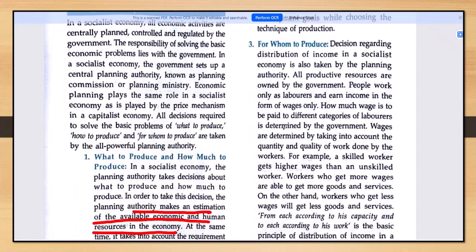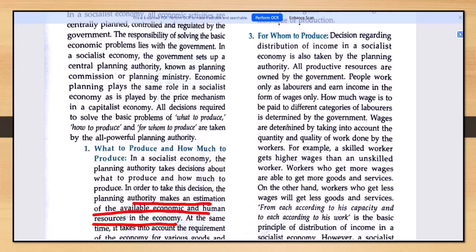Then last is for whom to produce. Unlike the capitalistic economy, wherein according to the distribution of income the richer people became richer, and thus most of the output or products were given to those people who used to earn more. Here, in the socialistic economy, what is the difference?